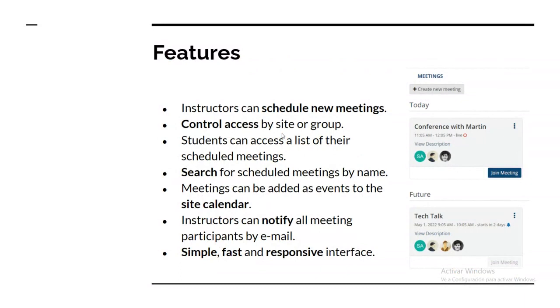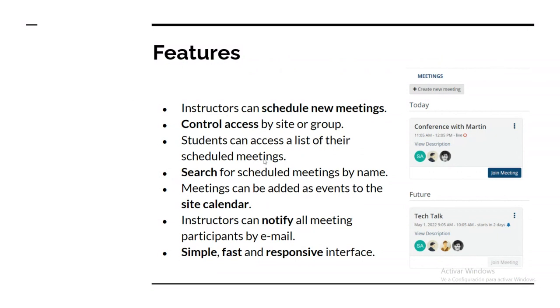The main goal of the meetings tool is to create and schedule new meetings for students by the instructors. Access to these meetings is controlled by site or by group. The participants that can attend the meeting are selected as all participants on the site or by group. Then these students can access the meetings they have been invited to. The main screen of the tool has a list, and here we can see an example of the main interface. As you can see, the interface is rendered by cards, or meeting cards, that we are going to explain later.